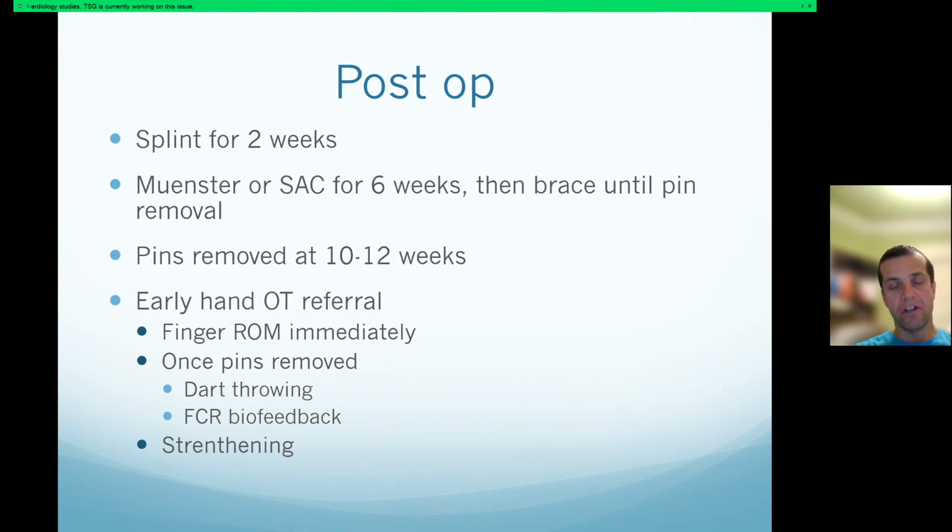Post-operatively, patients should be placed in a volar resting splint with the fingers free and should be referred to therapy immediately for finger range of motion, as finger stiffness is very common and starts early, followed by further immobilization in a short-arm cast or a Münster cast for another 6 weeks, when the patient is placed in a removable brace until pin removal. Pin removal should be around 10 to 12 weeks, followed by continuation of therapy with addition of wrist motion and strengthening for the wrist and fingers.